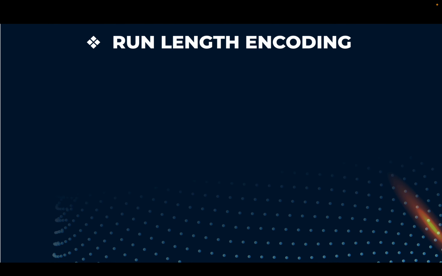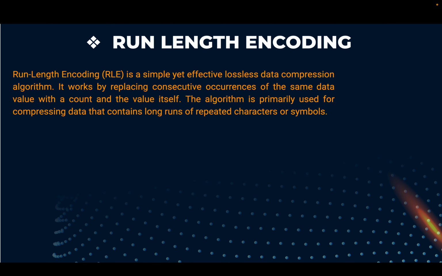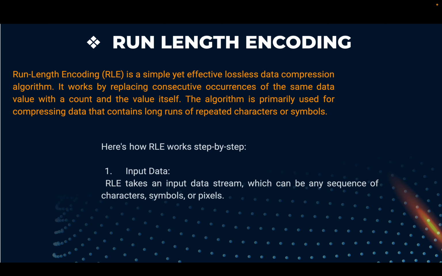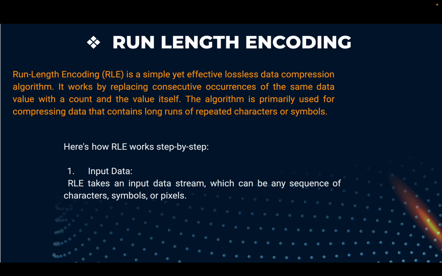First is run length encoding. Run length encoding (RLE) is a simple yet effective lossless data compression algorithm. It works by replacing consecutive occurrences of the same data value with a count and the value itself. The algorithm is primarily used for compressing data that contains long runs of repeated characters or symbols. Here is how RLE works step by step.